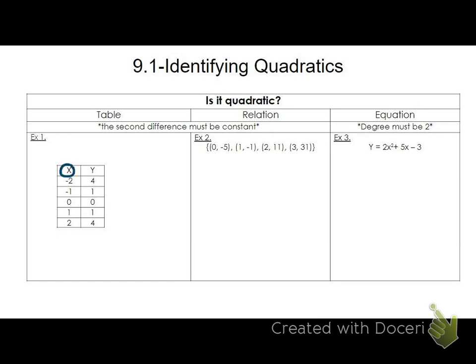The biggest thing that you guys need to know about the x column is that they cannot be the same number. So the x column cannot have the same numbers.